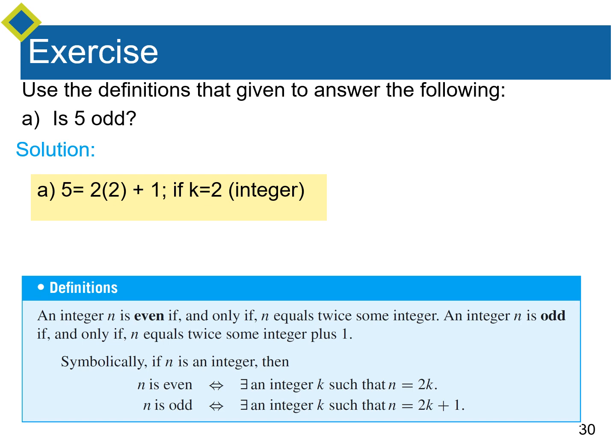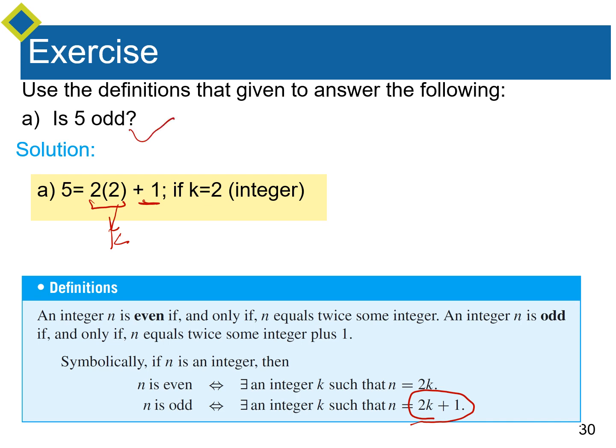Okay, for A, 5 is odd, so the same way as before. We can simplify 5 equal to 2 times 2 plus 1, so 2 becomes 2k. Okay, so we can use this theorem.